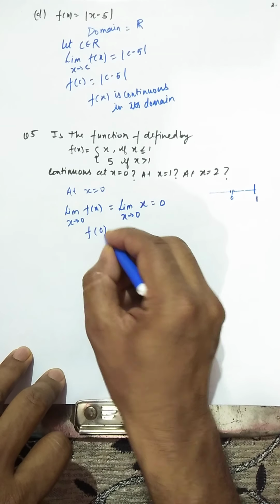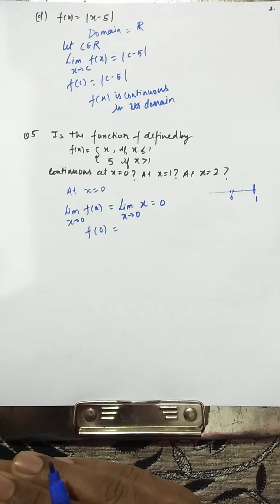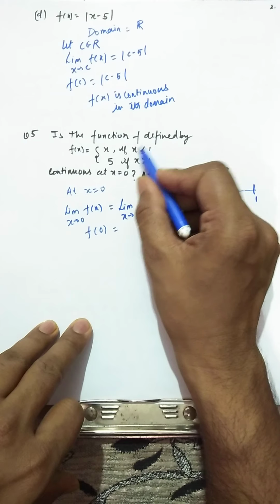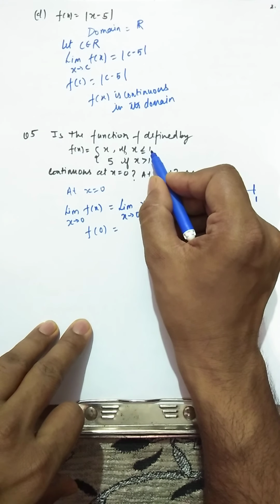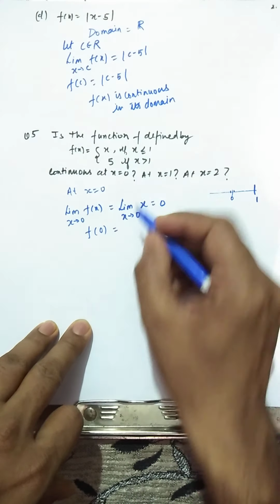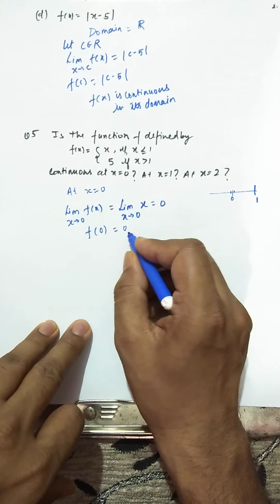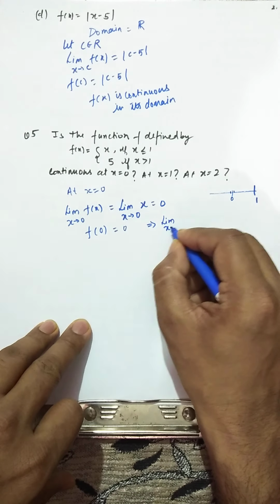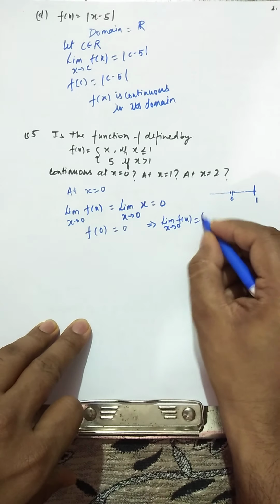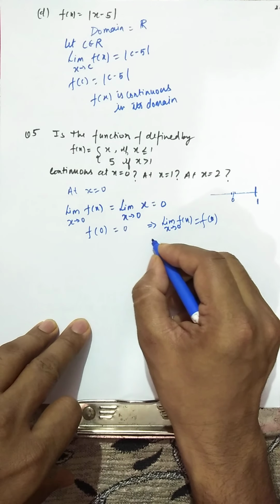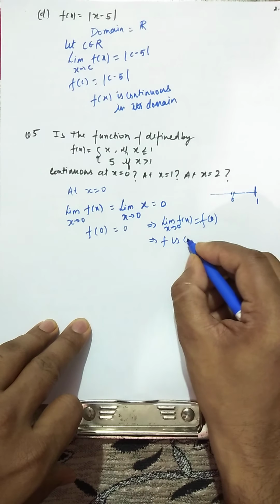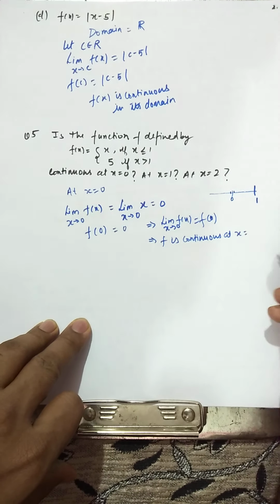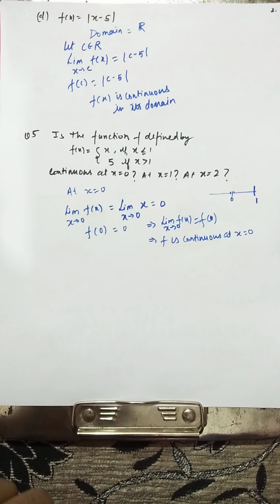Now find the value of the function at x equal to 0. f(0) means you are taking exactly x equal to 0, and this 0 is less than 1. So your answer is again x, but because you are taking x as 0, it is 0. So you can see that limit x tends to 0 of f(x) equals f(0). So it implies that f is continuous at x equal to 0. So this part I have done.